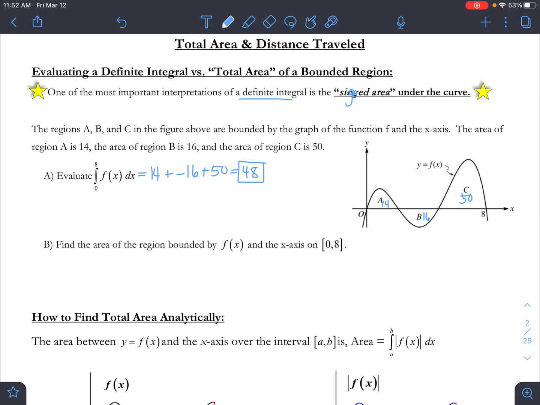All right, now, same exact graph here. Take a look at part B. It says find the area of the region bounded by f of x and the x-axis. When it has the word bounded, we're talking about all positive area, the total area, meaning we'd have 14 plus 16 plus 50. Or you can even think of it as the absolute value of negative 16 plus 50, and we would get 80 as our total area, versus our definite integral of 48, since we take away that negative area. Okay, so that would be the biggest thing to collect from there.